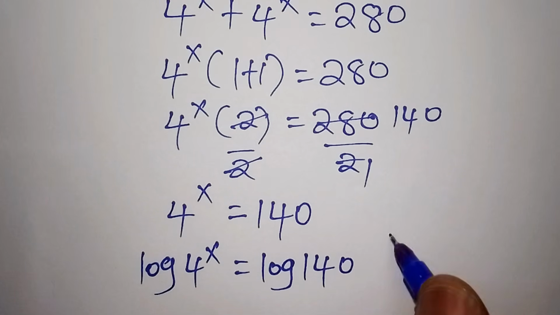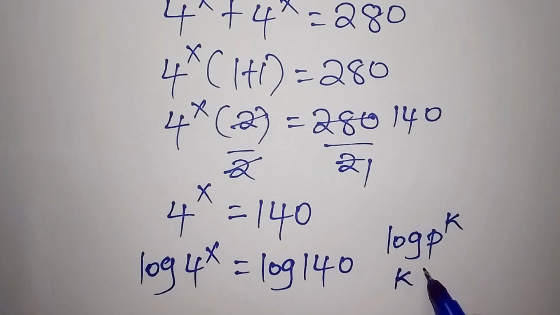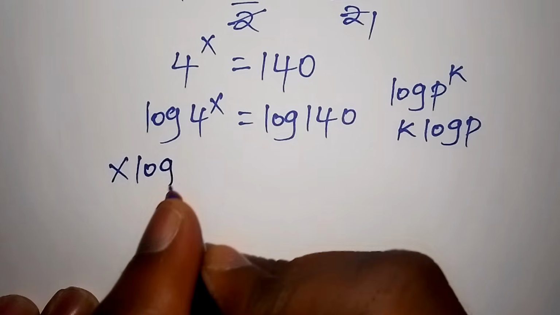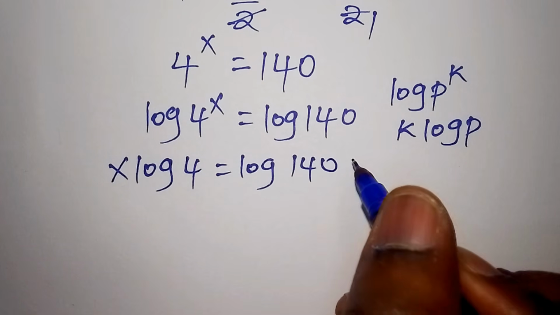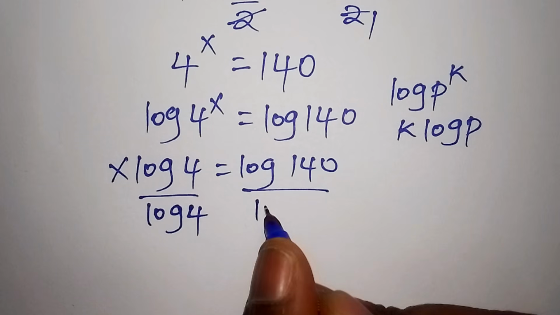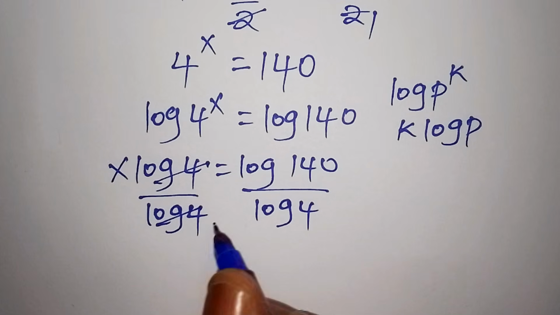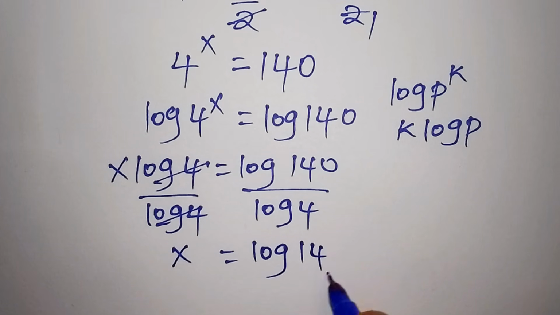Assuming that we have the log of p to the power of k, this one can also be written as k, the log of p. So here we shall now have x, the log of 4, is equal to the log of 140. Here we shall divide both sides by the log of 4, so that log 4 and log 4 cancel. So now x is equal to the log of 140 all over the log of 4.